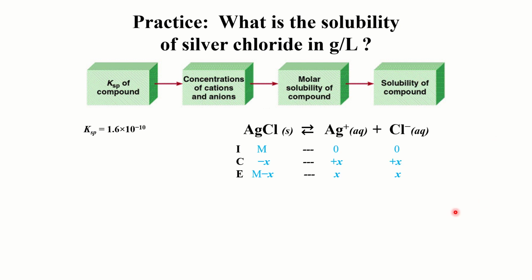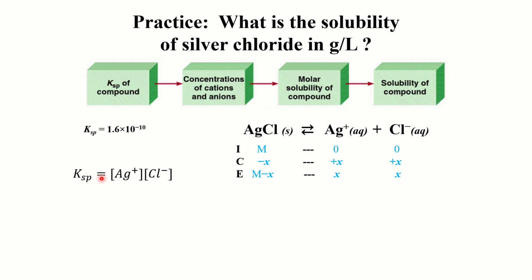All right, so we'll set up our ice table. We've got whatever the initial molarity of AgCl is. The Ag+ and the Cl- are both 0. Our changes will be minus x and plus x for both of these. And then our equilibrium concentrations, we're just going to call it M minus x for the AgCl, and x for both ions. Note that I'm calling this M minus x since this is a solid, whatever its concentration is doesn't really matter. This is just going to get x'd out, and it's not going to get included in the KSP expression.